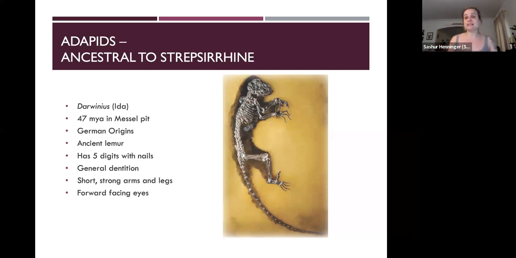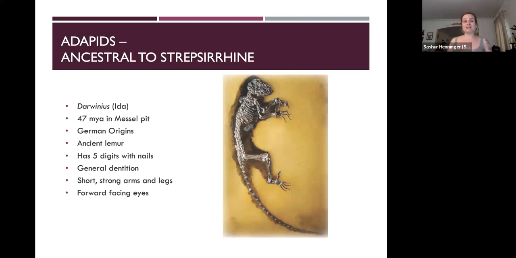But you can clearly see primate traits already. We have a nice long tail for balance. We have a large cranium here compared to the size of the face. We have a clearly divergent opposable toe and five digits on the feet. And generalized dentition, forward-facing eyes.